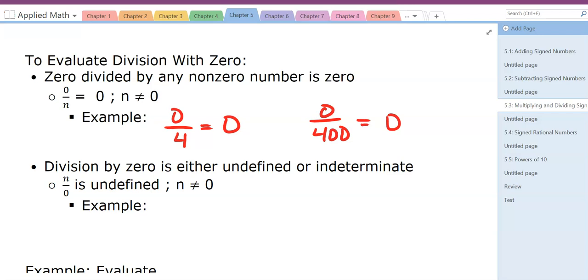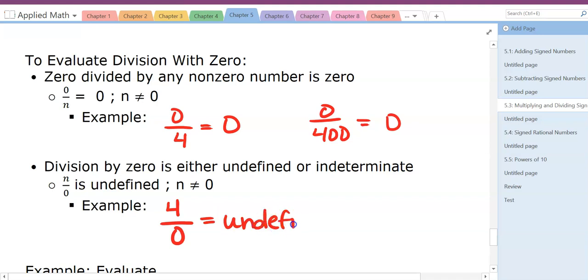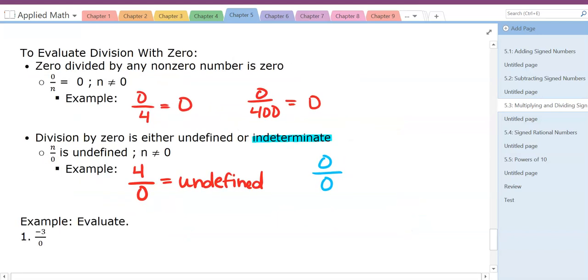If you're taking a number divided by 0, like 4 divided by 0, if you actually type that in your calculator, it will give you an error message. It won't do it. It'll say divide by 0 error, or it may just say error. This is called undefined. Now there's a special case, and you may not have heard of this before, but it's called indeterminate. That's when you are trying to take 0 and divide by 0. You're trying to take 0 things and divide them into 0 things, and you get indeterminate.